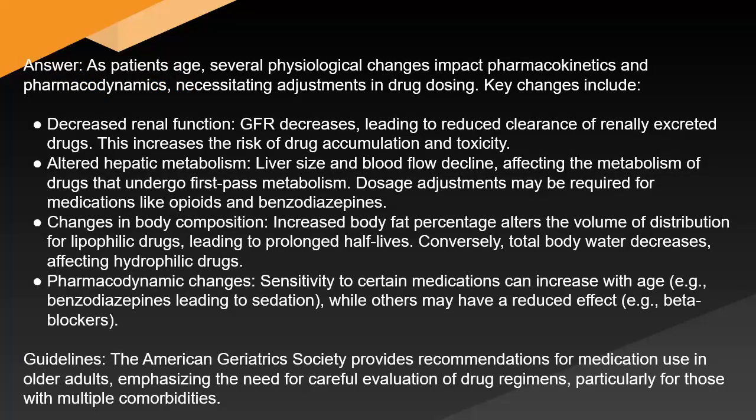Answer. As patients age, several physiological changes impact pharmacokinetics and pharmacodynamics, necessitating adjustments in drug dosing. Key changes include decreased renal function. GFR decreases, leading to reduced clearance of renally excreted drugs. This increases the risk of drug accumulation and toxicity. Altered hepatic metabolism: liver size and blood flow decline, affecting the metabolism of drugs that undergo first-pass metabolism. Dosage adjustments may be required for medications like opioids and benzodiazepines.